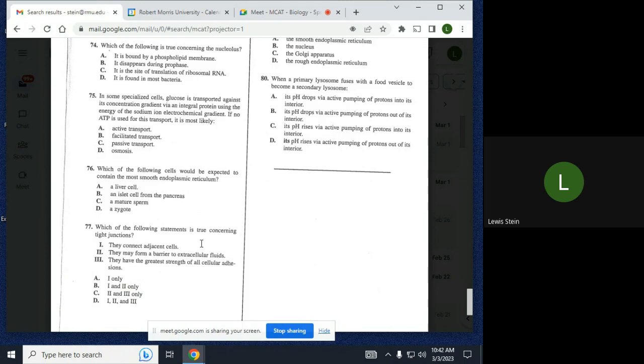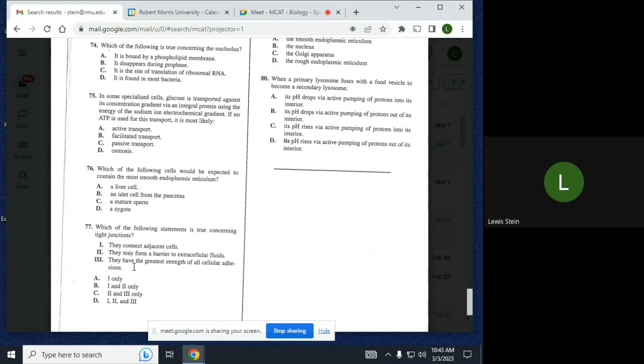Tight junctions. What do they do? They're the principal ways that we connect adjacent cells. There's only two ways we do that. They form a barrier to fluids. Tight means watertight. They have the greatest strength of all cellular adhesions.